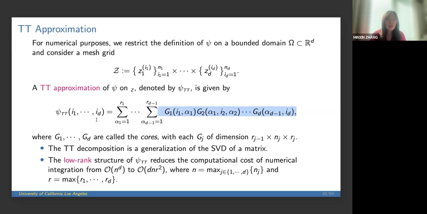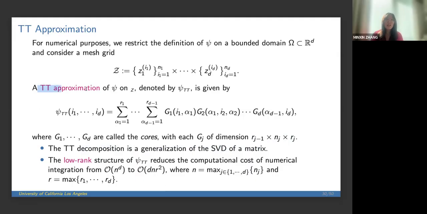And this G1 to GD has a name. They're called the cores. And they're basically like small third-order tensors with these dimensions. This formula may look a bit complicated at first sight, but you can understand this TT decomposition as simply a generalization of the standard SVD of a matrix, but generalized to high order tensors.